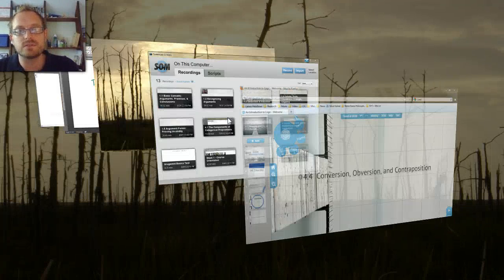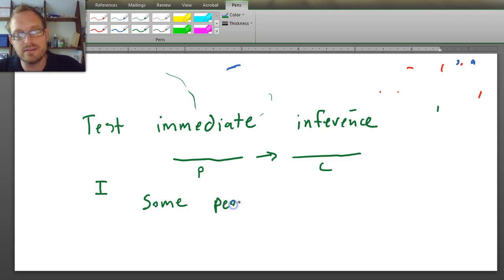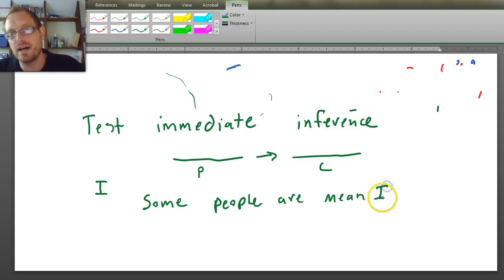Well, actually, let me go back here. Let's do an example. Let's say I want to avert an I statement. Now remember, you can avert I statements because aversion works for all of them. So let's say I said that some people are mean individuals, or something like that. I'll put I here. Some people are mean individuals. If I wanted to avert that, how would I do it?